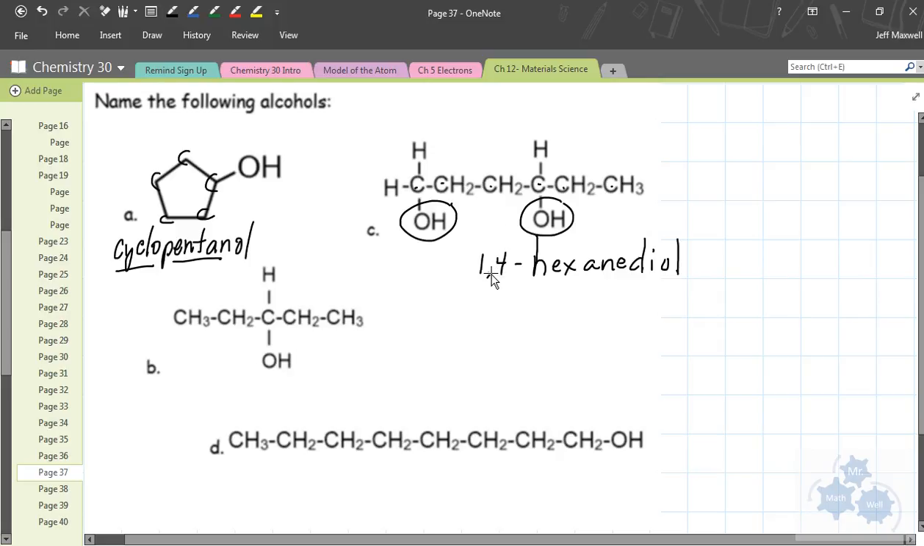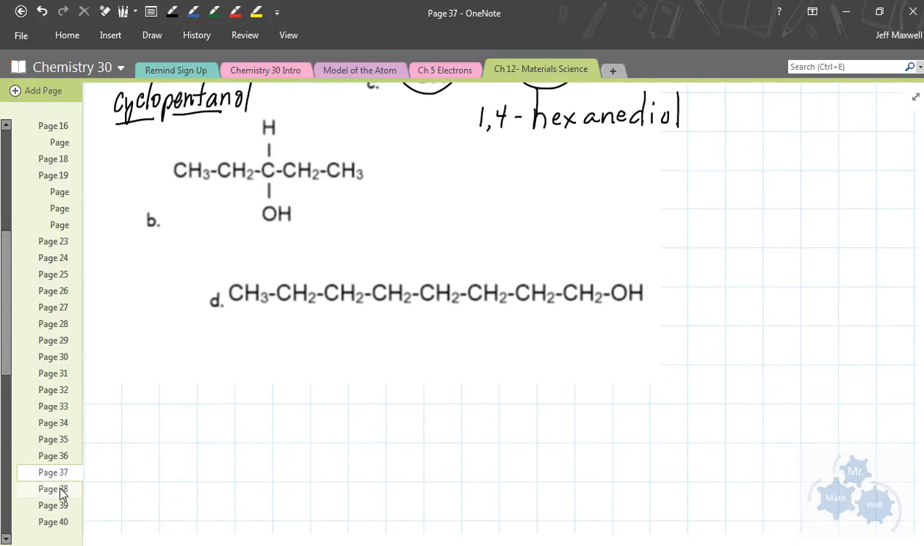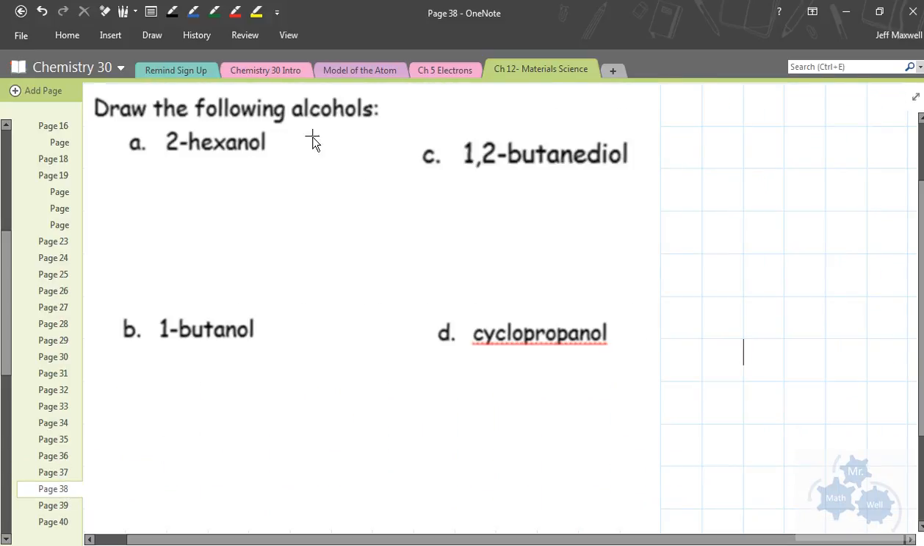Okay, here's the answer for C as well. Two hydroxyl groups. They're on the 1 and the 4 carbon. And there's 2 identical ones, so 1,4-hexanediol. So go ahead and finish, get some practice doing those 2. And the last part of this lesson would be to draw these ones, and I'll throw an example up here in 1 second for you.